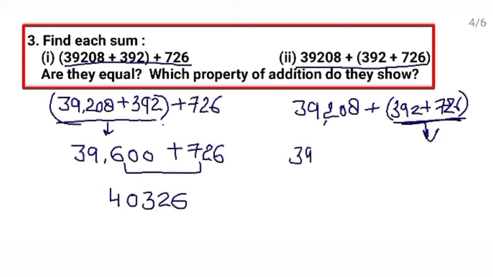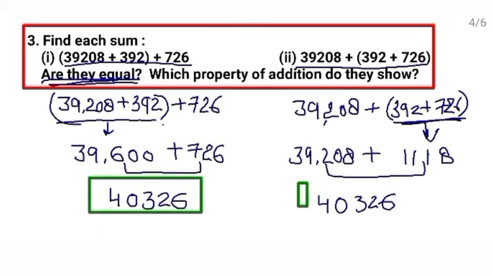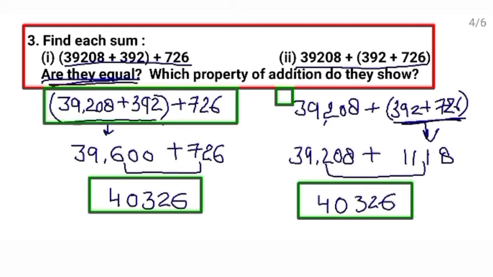Now in this part, firstly we will solve the bracket. This part will remain the same, 39,208. Add these two: 6 plus 2, 8, 9 plus 2, 11, 7 plus 3, 10 plus 1, 11. Right? Now add them. When you add them, you will get 40,326. So in the question they were asking, are they equal? Yes, they are equal. On both the sides, when we calculate these two, we get the same answer.